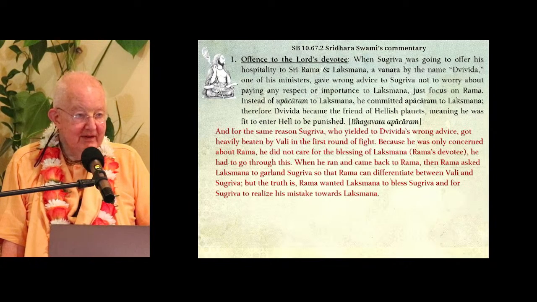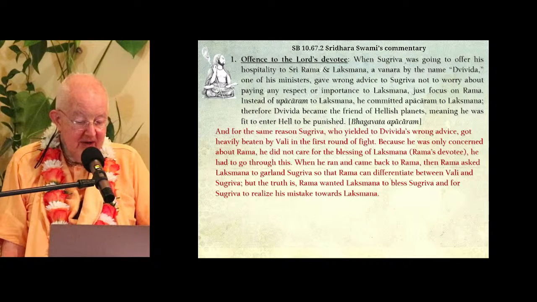So not only Dvivida had a problem, but Sugriva had a problem because he listened to bad advice. For the same reason, Sugriva, who yielded to Dvivida's wrong advice, got heavily beaten by Vali in the first round of fight. Because he was only concerned about Ram, he did not care for the blessing of Lakshman, or Ram's devotee. He had to go through this. When he ran and came back to Ram, then Ram asked Lakshman to garland Sugriva so that Ram can differentiate between Vali and Sugriva. But the truth is, Ram wanted Lakshman to bless Sugriva and for Sugriva to realize his mistake towards Lakshmana.